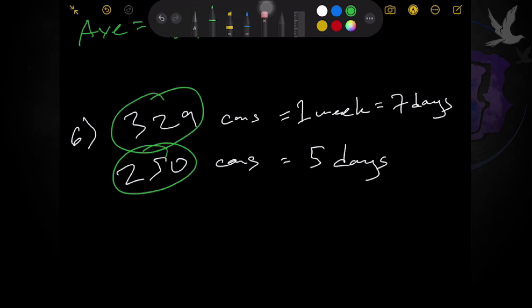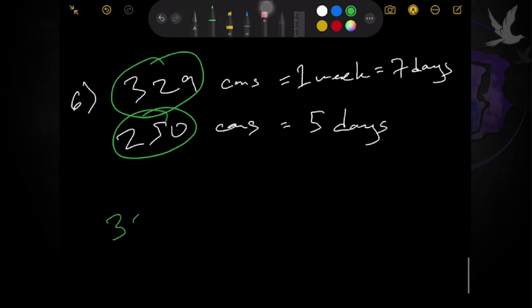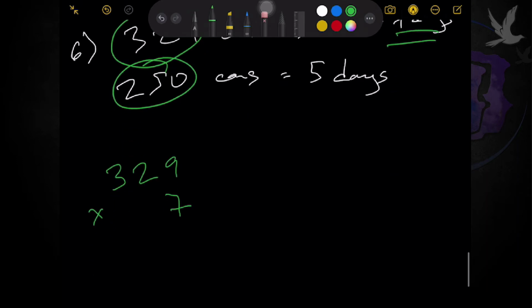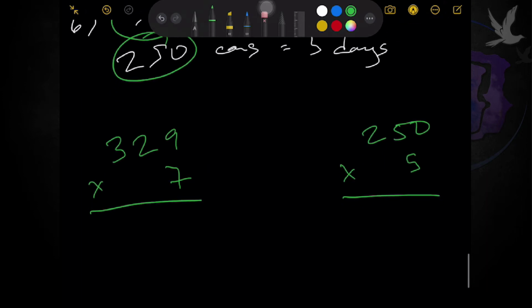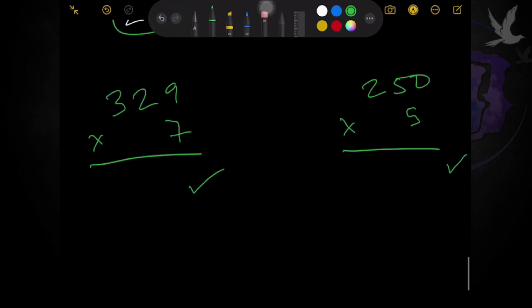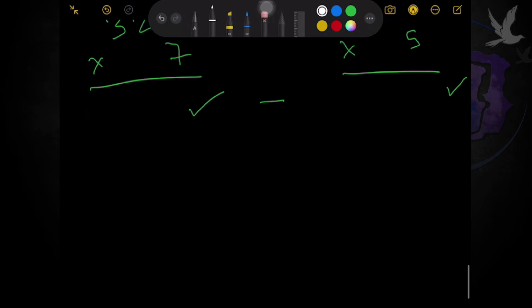Okay? So ang gagawin natin ngayon is to take their total by simply doing 329 multiplied to, syempre, the number of units given, which is 7. And also 250 multiplied to the number of units, which is 5. So, okay, I can leave this to you. You can do this, find the answer here, and once you have both answers, all you need to do is just to subtract them. Then that is your answer for number 6.